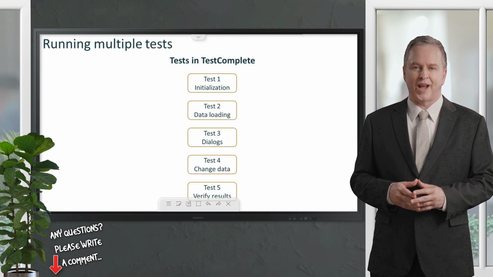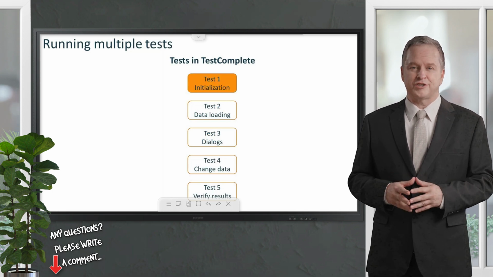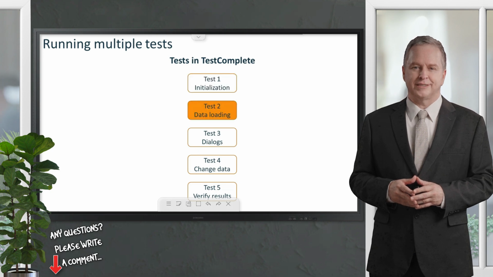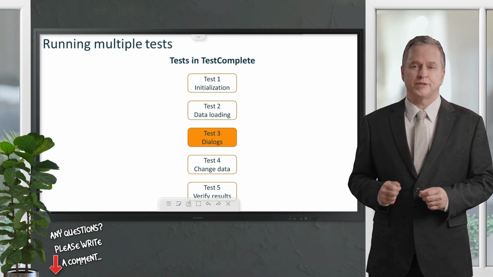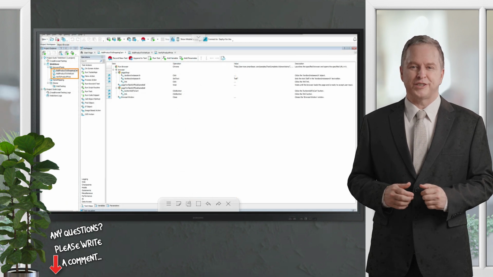It's often a good practice to run several tests one after another. For example, the first test can initialize your application, the second one can check data loading, the third one modifies the loaded data, and so on. We have this sample TestComplete project with several keyword tests. Let's run them in sequence.